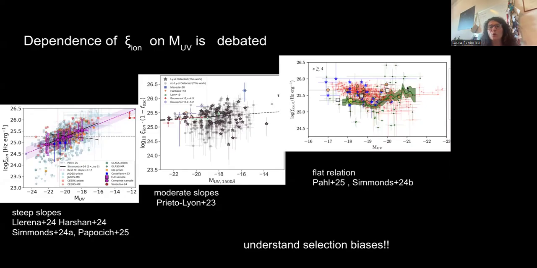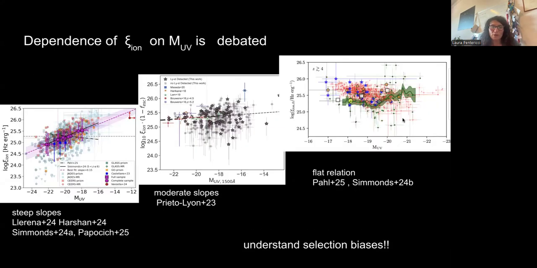And then there are also some works like Pal and Simus where you almost find the opposite, or in any case, a definitely flat relation, if not opposite, in the sense that in this plot to the right, the x-axis is flipped compared to the other two, so you have the bright sources to the right, and so there's no indication that the faint sources have higher efficiency. So, well, this is probably due to selection biases. People treat samples differently. In some cases, they start from a spectroscopic sample, in some cases from a photometric sample.